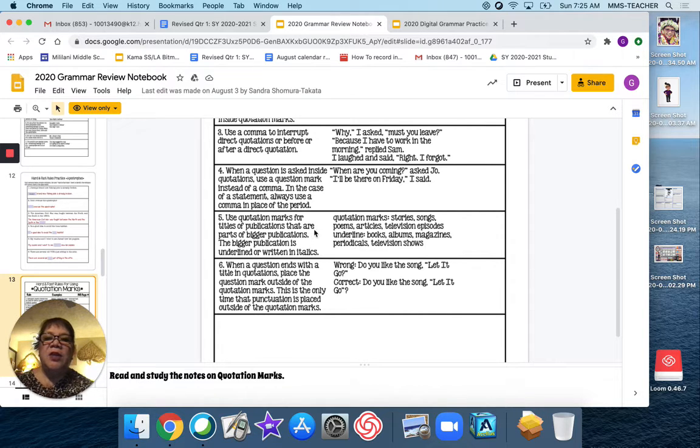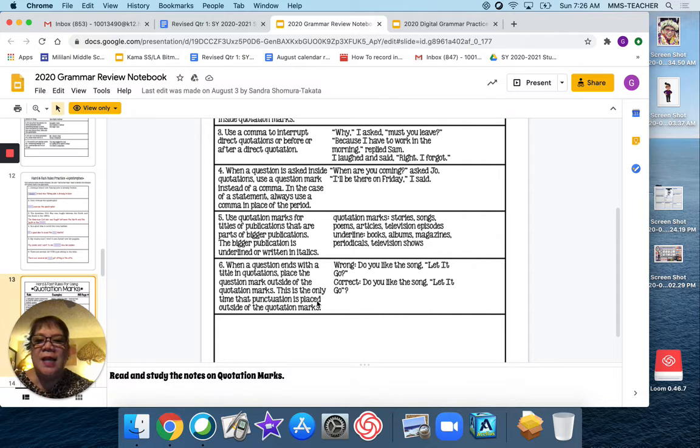So again, use quotation marks for titles of publications that are part of bigger publications, such as stories, songs, poems, articles, and television episodes. The bigger publication is underlined or written in italics, so you would underline books, albums, magazines, periodicals, and television shows. The last rule for quotation marks is when a question ends with a title in quotations, place the question mark outside of the quotation marks.